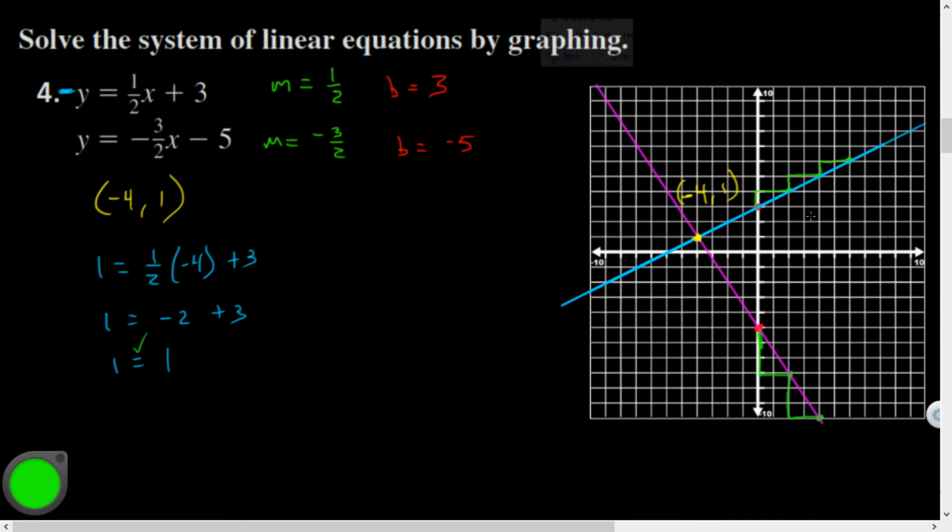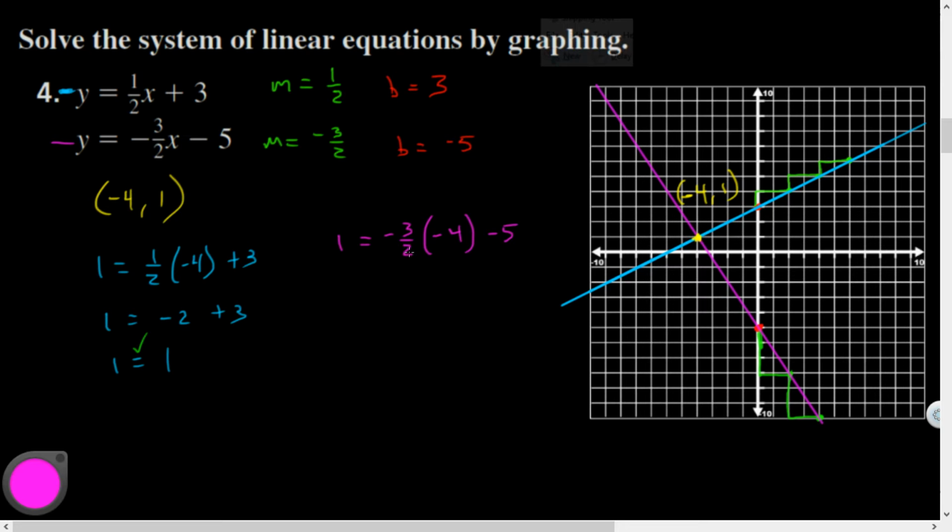But let's not get too excited now. The blue line is happy with his solution, but I don't know about that purple line. We'll find out. Let's plug this in for x and y in the purple line. Y equals, so is 1 equal to -3/2 multiplied by x, which is -4, minus 5. Let's deal with those 2 negatives first. Negative times a negative, it's going to be what?